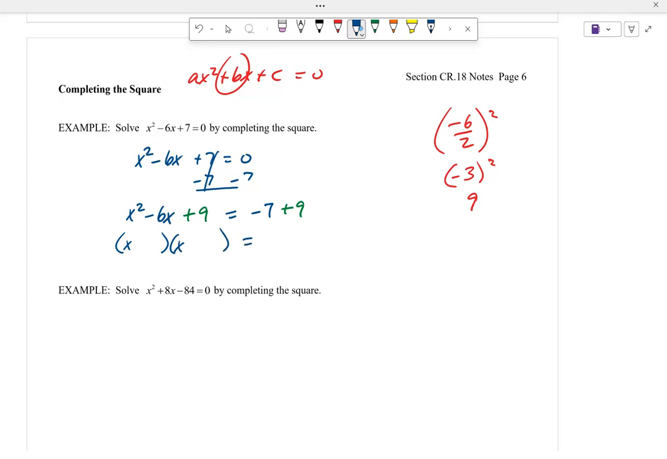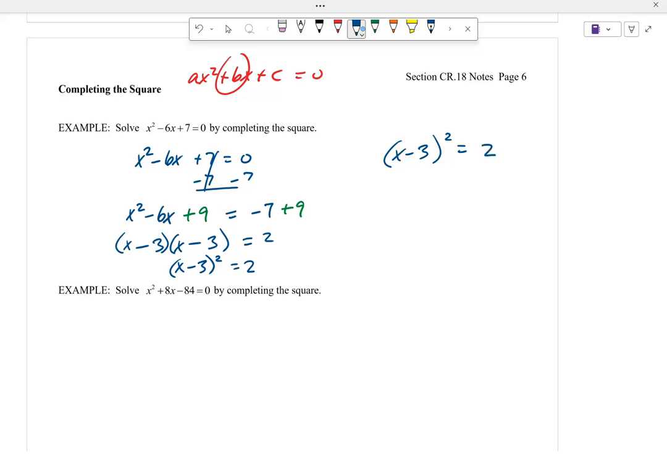What does it factor into? Factors in 9, you're like, well, it's got to be 3 and 3, right? And it's either got to be plus plus or minus minus because it's positive 9. Well, it's a minus minus. And by the way, it'll be that b over 2 term right there. So it'll be x minus 3 quantity squared. That's what we wanted. We wanted this to be a perfect square. Now negative 7 plus 9 is 2. So we've got x minus 3 quantity squared equals 2.